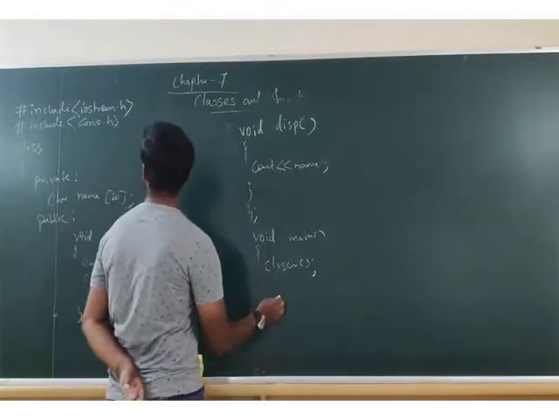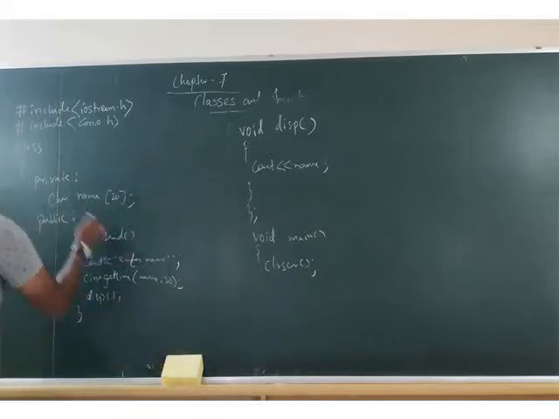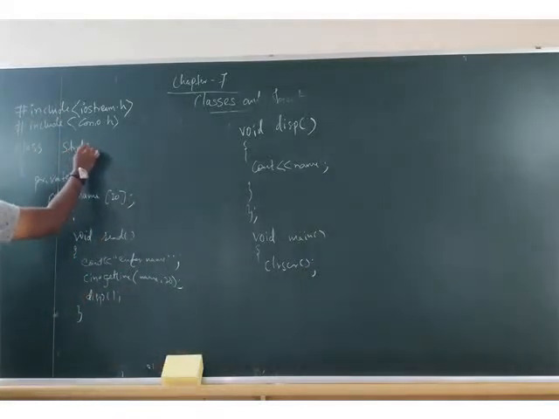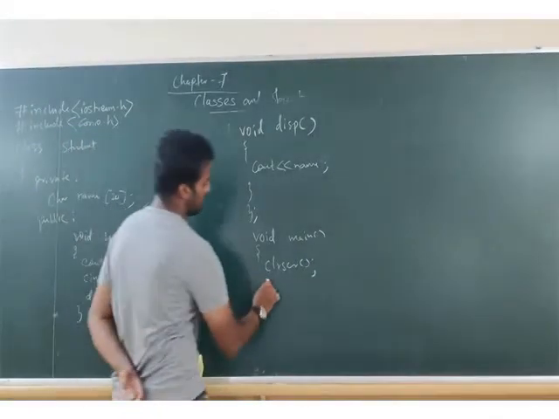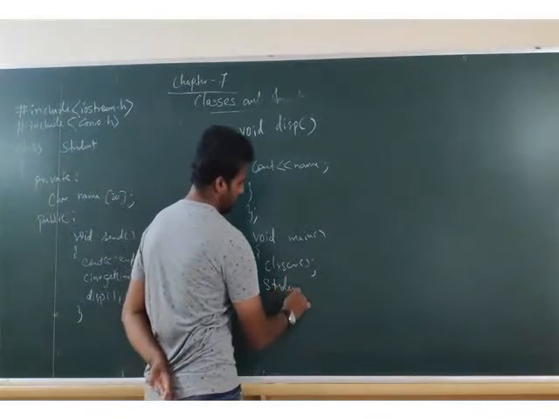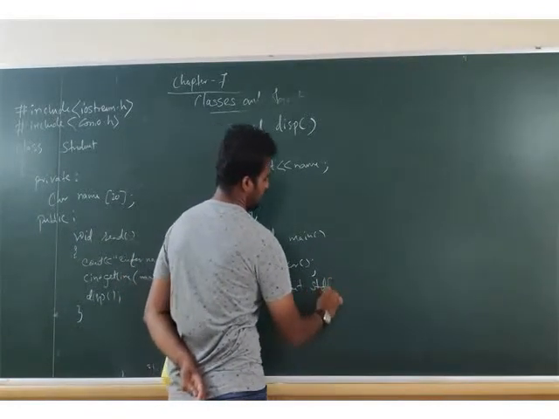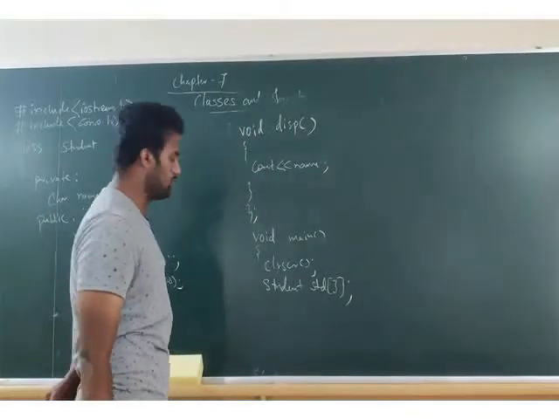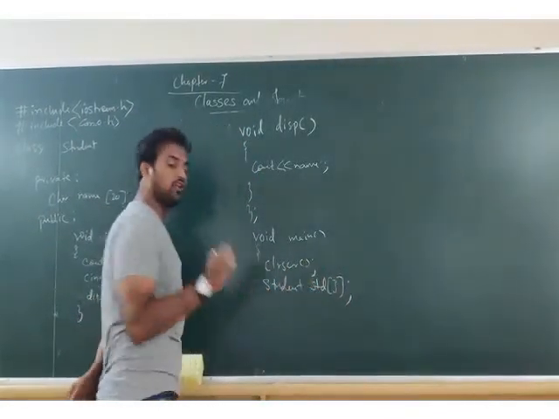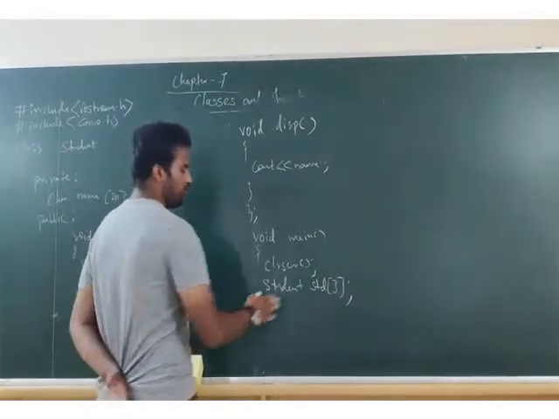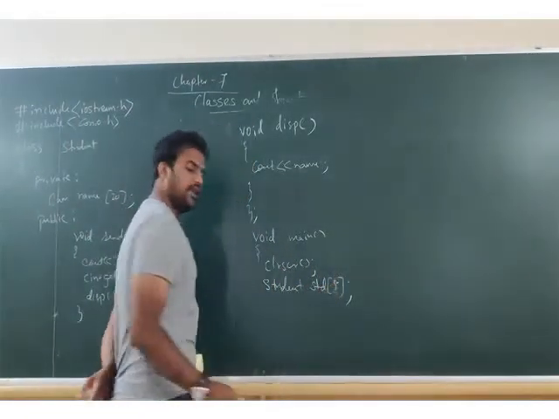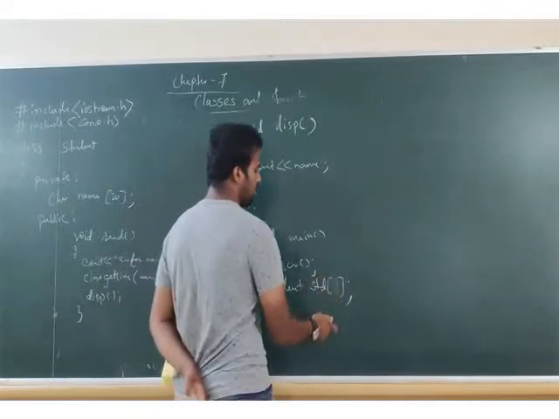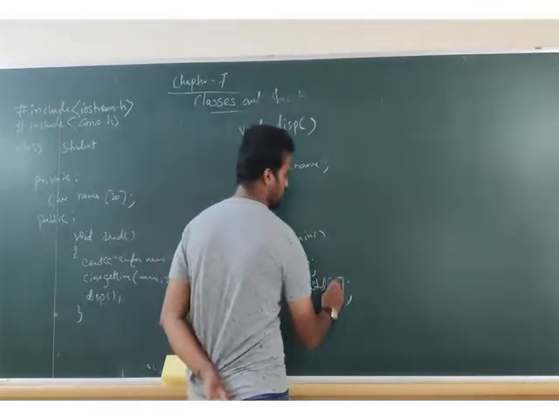Class name is what? Class name: Student. Student std 3 means we can execute 3 student names. If I take 5 here, we can execute 5 student names. If I take 1, we can execute 1 student name. So I will take 3.